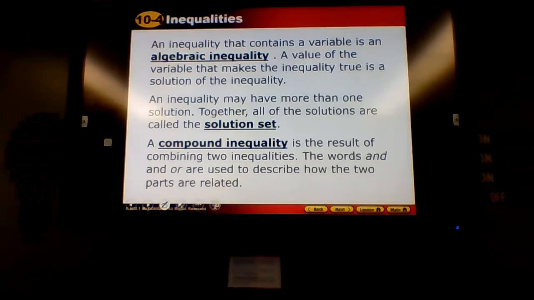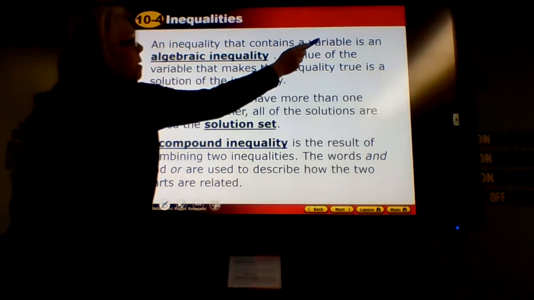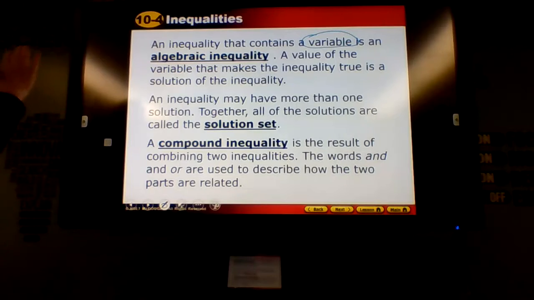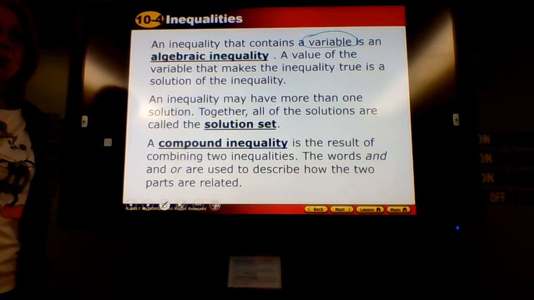So, an inequality that contains a variable is an algebraic inequality. And again, anything with a variable, we're talking about algebra, right? So an algebraic inequality. A value of the variable that makes the inequality true is a solution to the inequality.